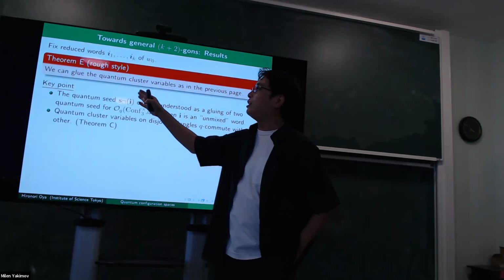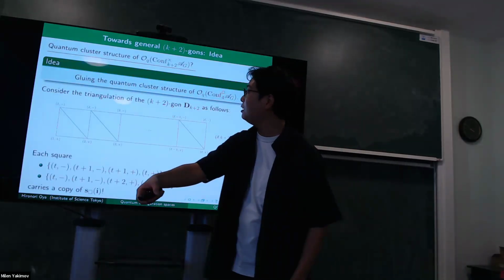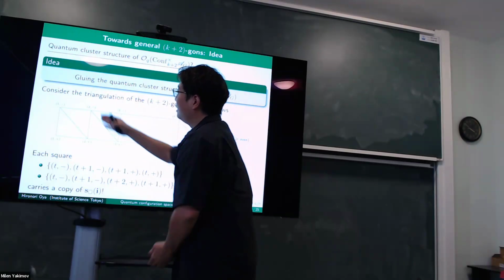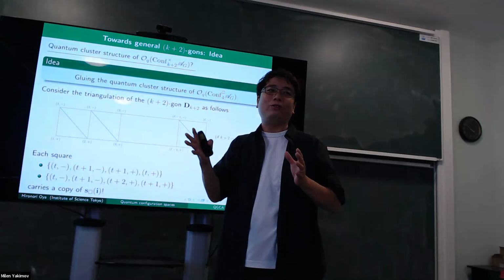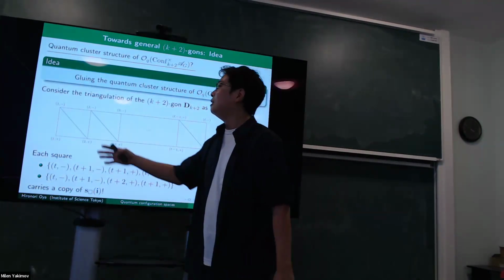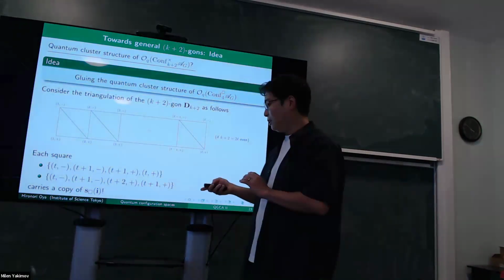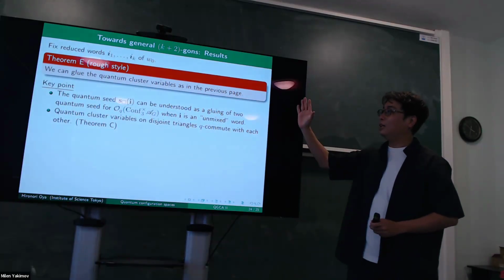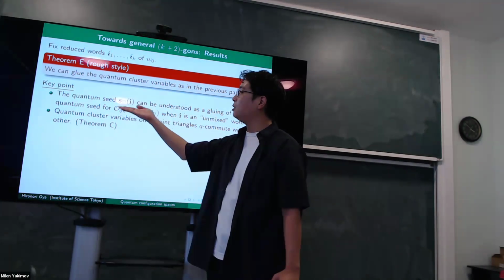I mean, we can group the quantum cluster variables in this way. So if we group the variables in this way, then, for example, this part and this part and this part are doubly defined. So we need to check the well-definedness of the gluing. And our theorem is, it's actually well-defined.